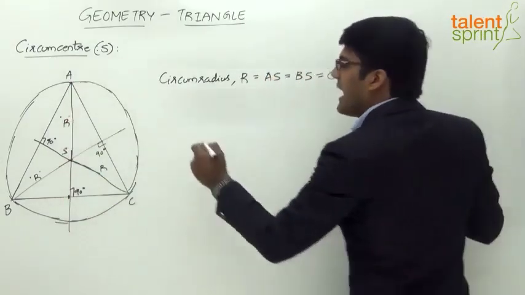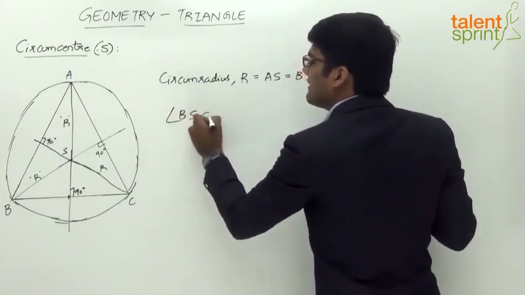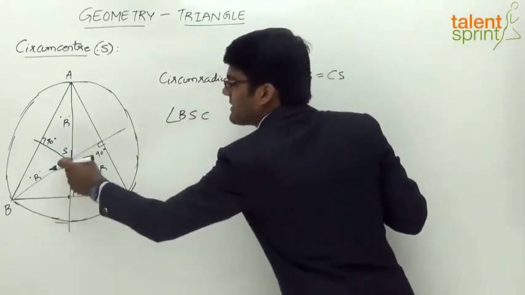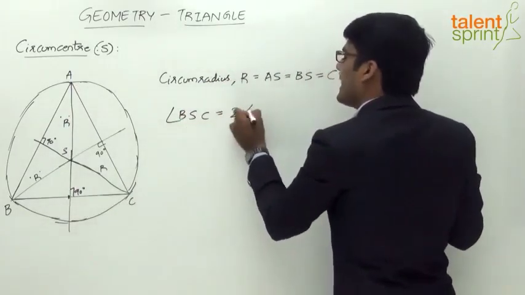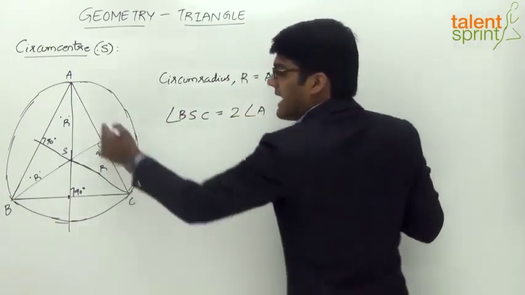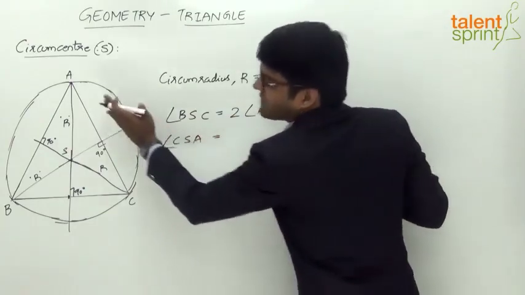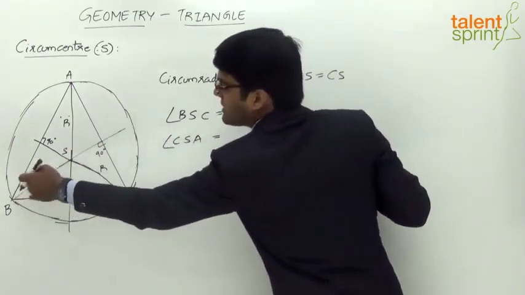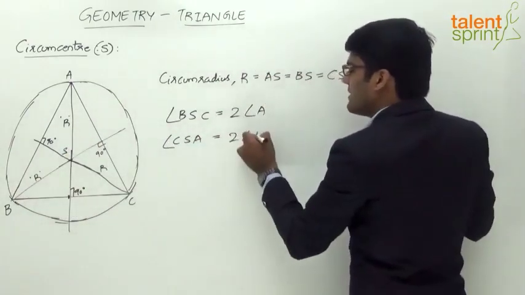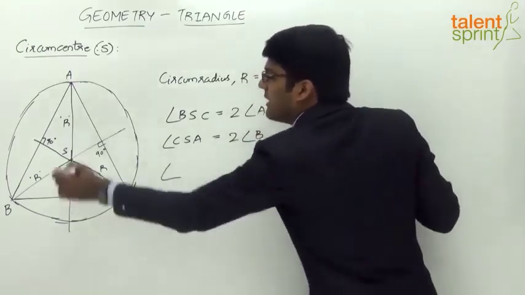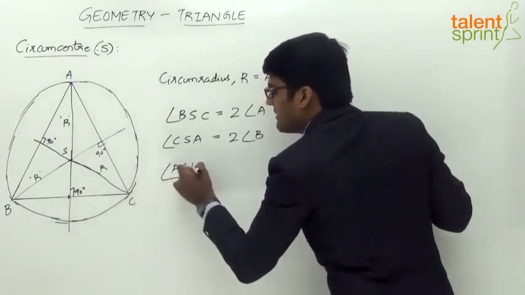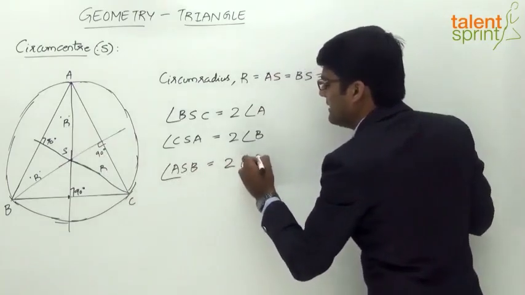So if we say angle BSC, the angle made by the side BC with the circumcenter will be 2 times the angle A. Likewise, the angle CSA will be equal to 2 times the opposite vertical angle, which is angle B here, 2 times angle B. And the angle ASB will be equal to 2 times the angle C here.